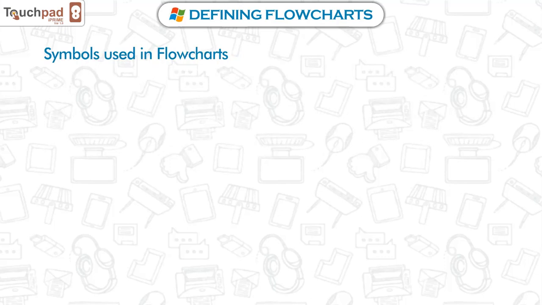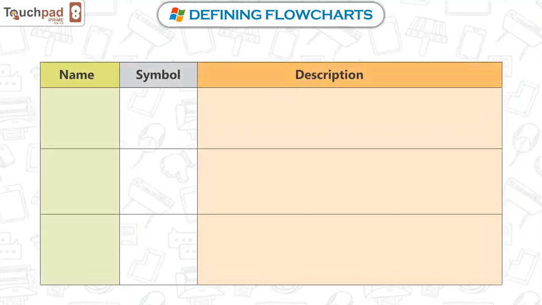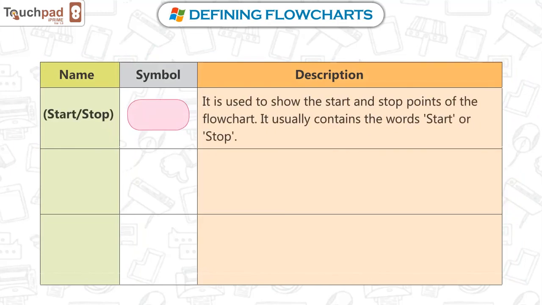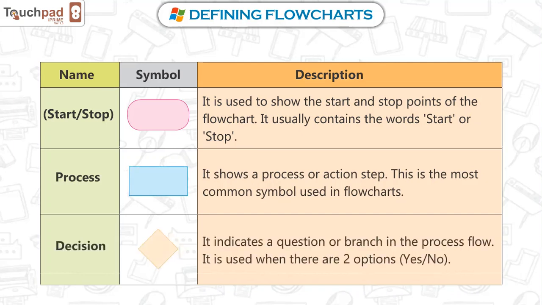Symbols used in flowcharts. Different symbols are used to draw different types of flowcharts. Let us discuss them. Name, symbol, description. Start/stop. It is used to show the start and stop points of the flowchart. It usually contains the word start or stop. Process. It shows a process or action step. This is the most common symbol used in flowcharts. Decision. It indicates a question or branch in the process flow. It is used when there are two options, within brackets, yes/no.